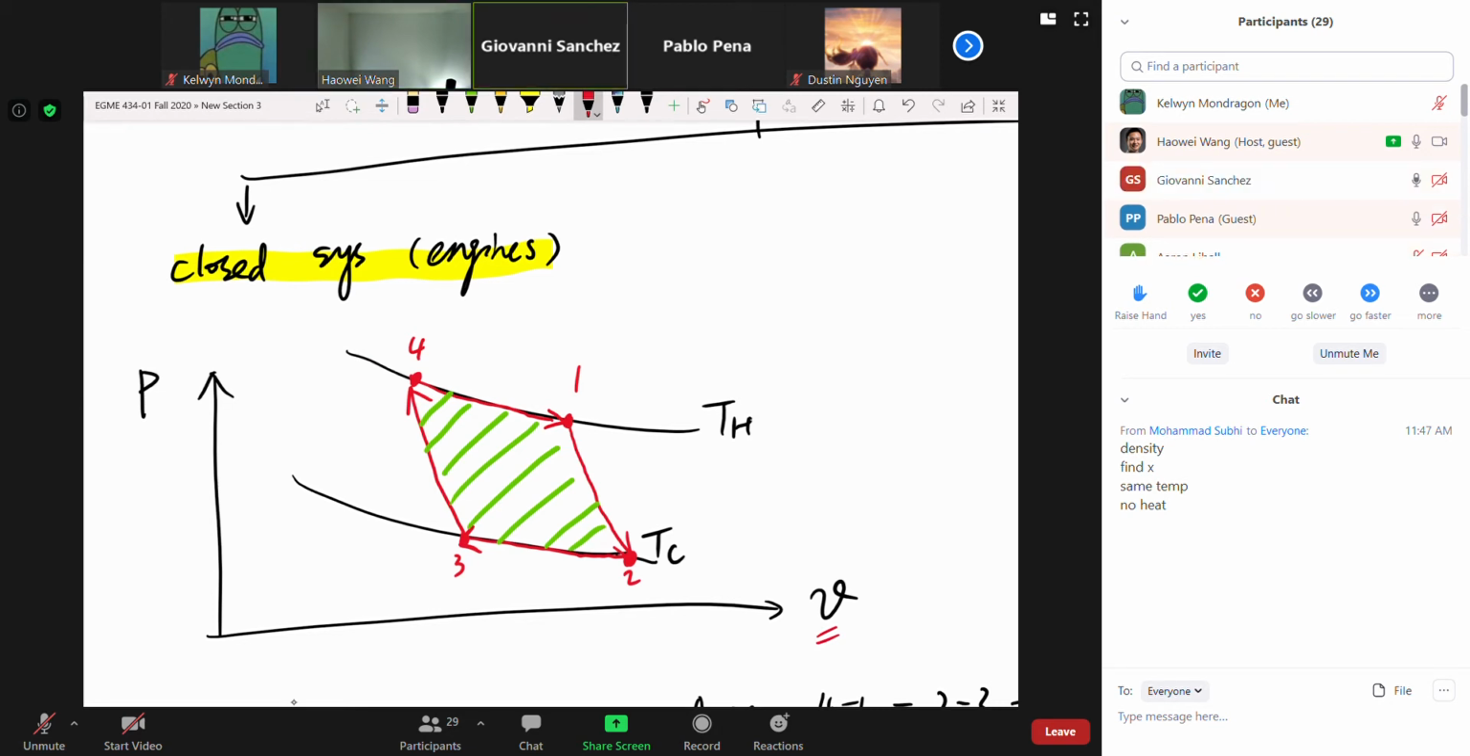It's going to get bigger. That's why 4 to 1 must move to the right. 4 to 1 stays on the TH line and moves to the right. Okay, that's 4 to 1.